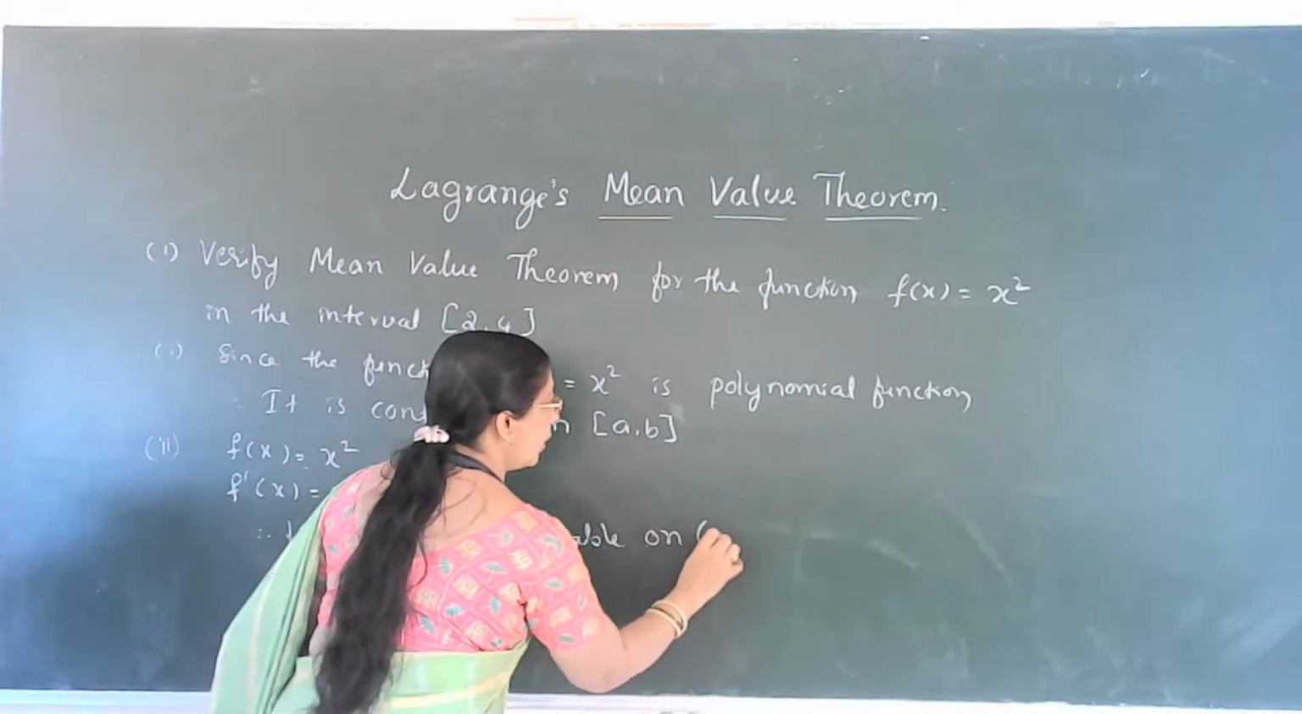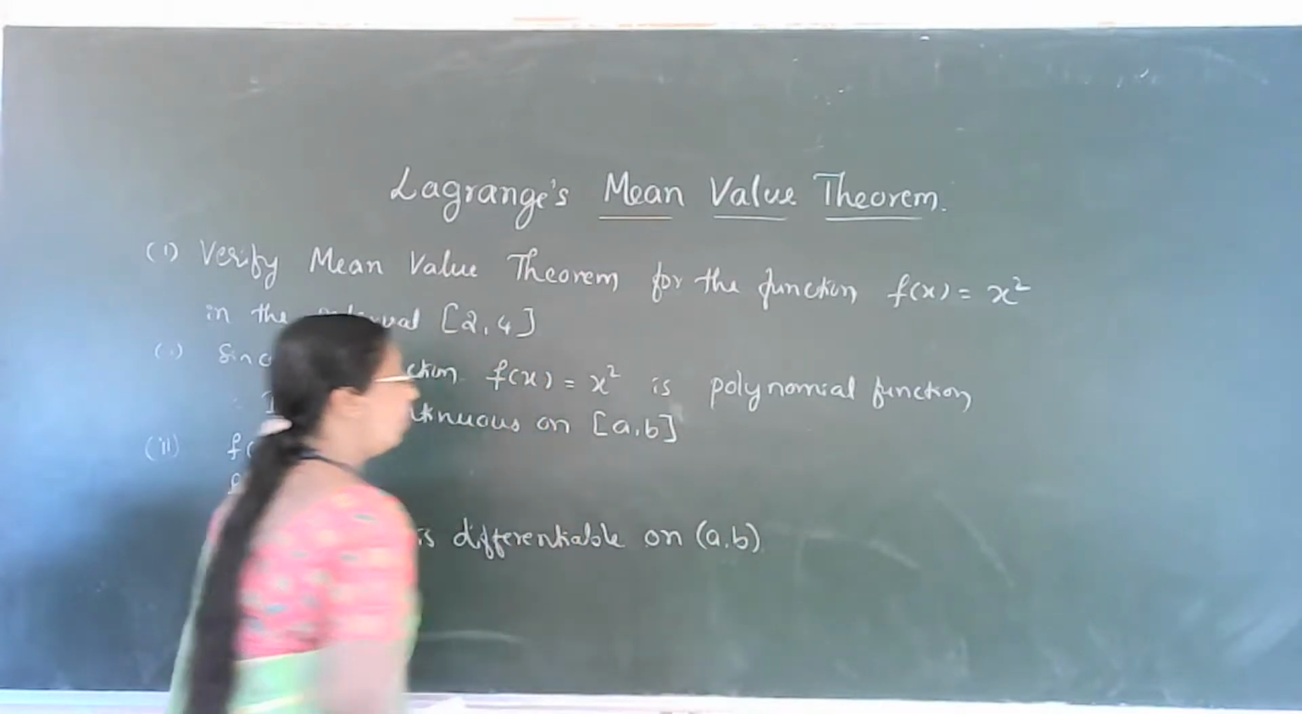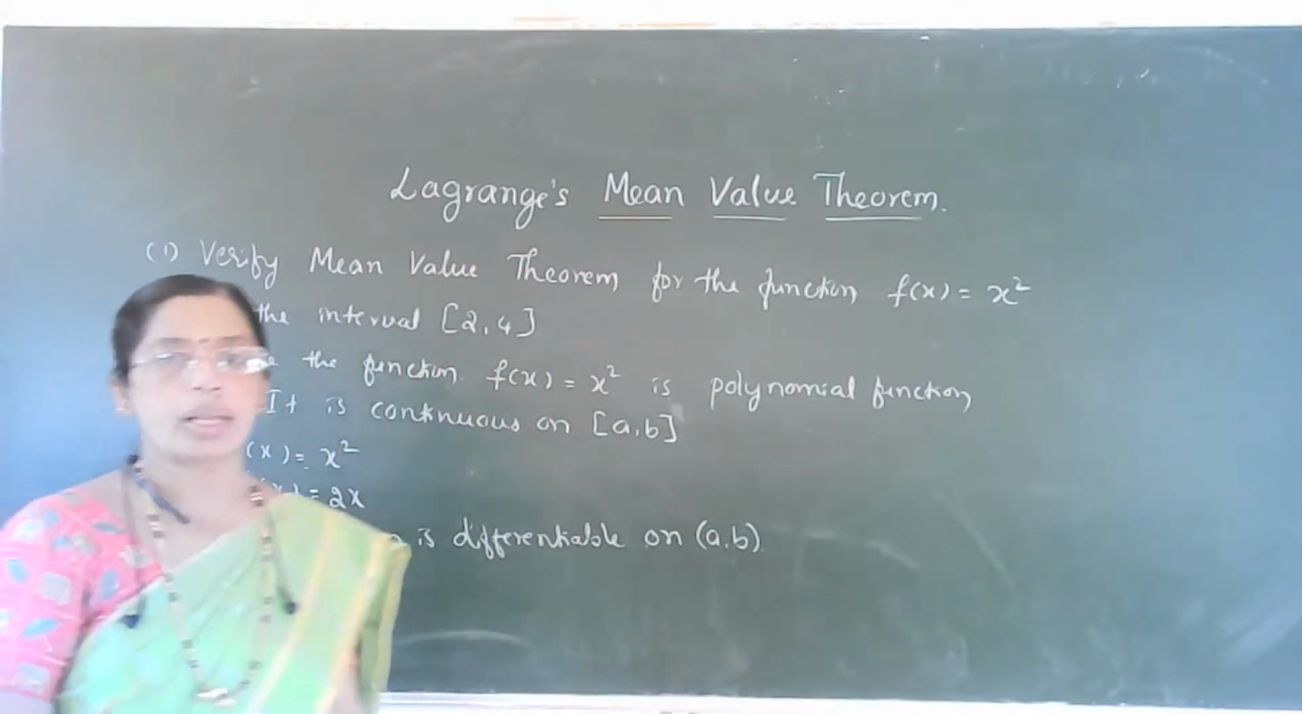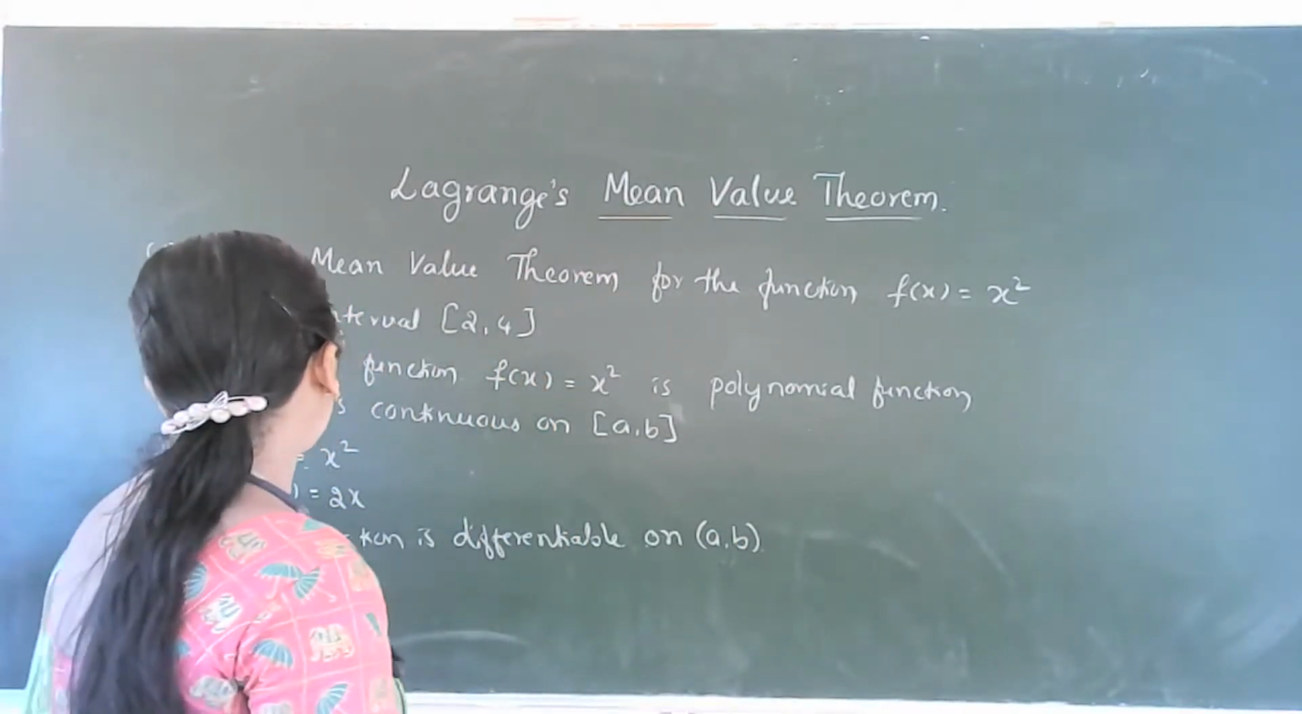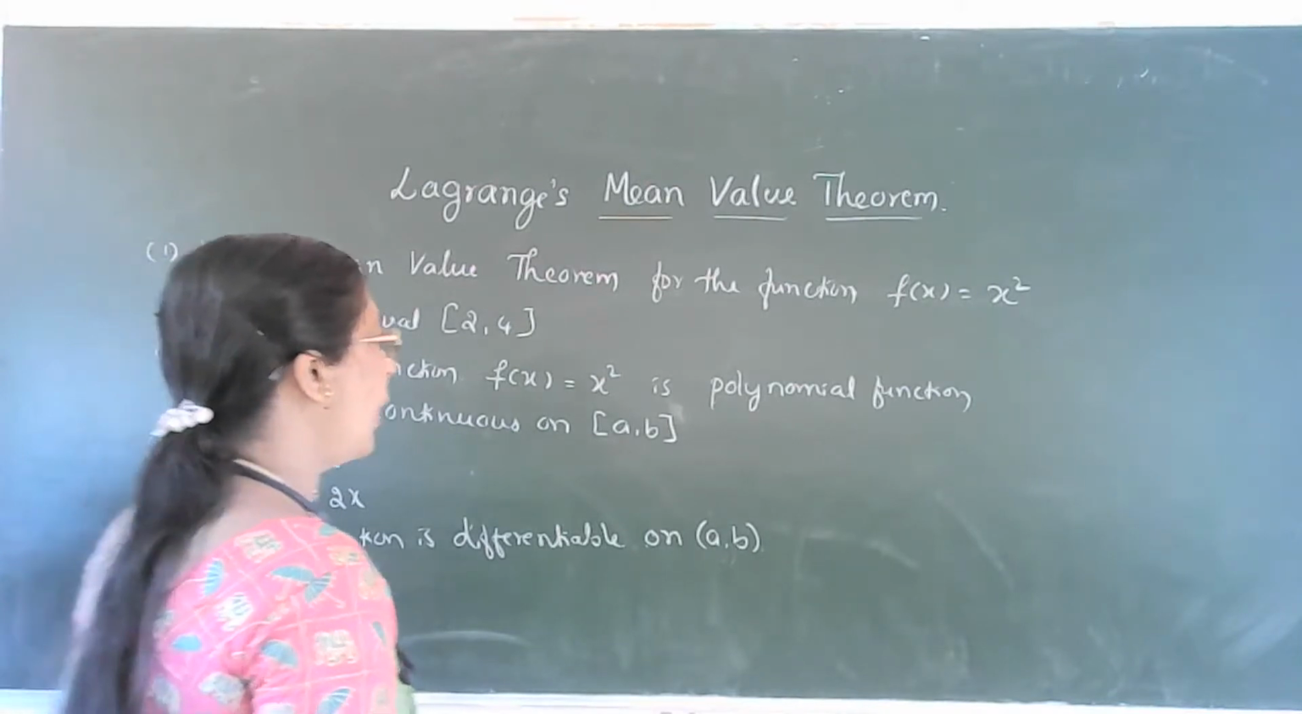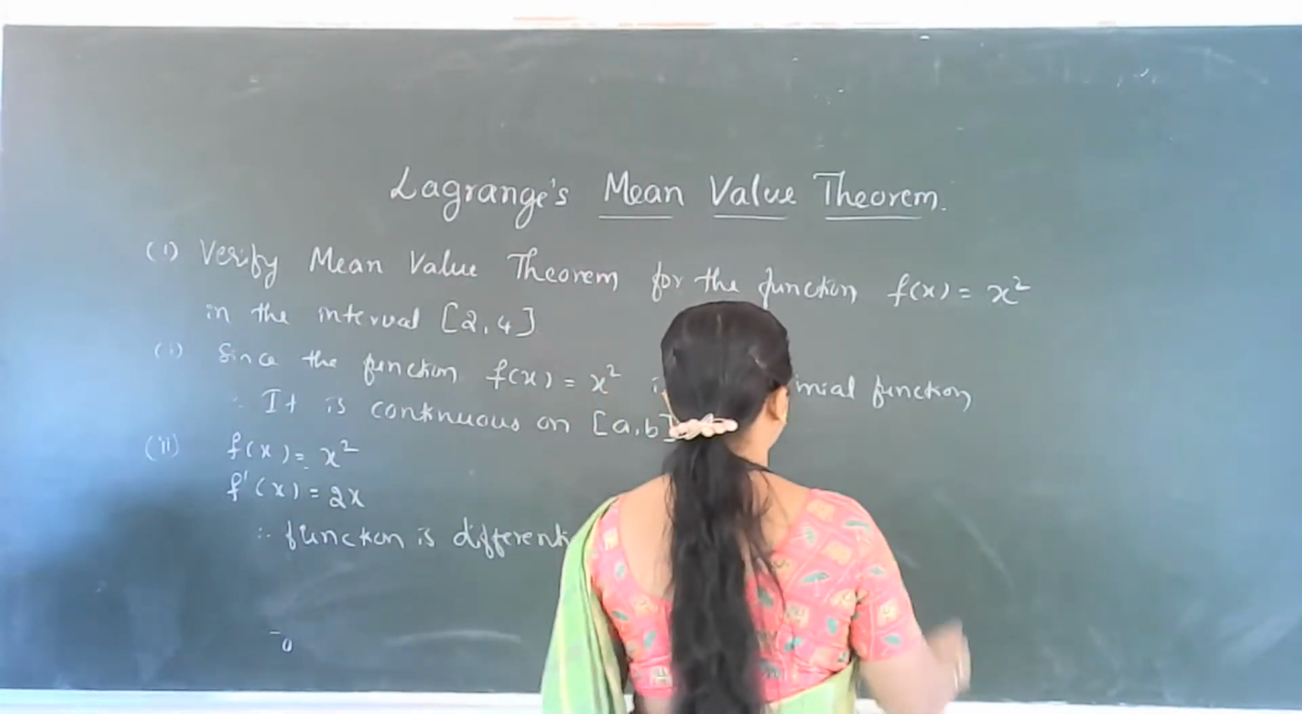On the open interval (a, b), two conditions are satisfied. Then we find f of a and f of b.